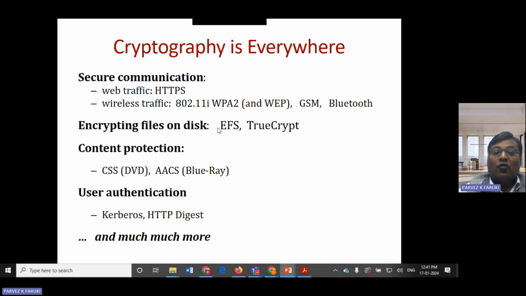Additionally, your operating system is usually installed on your primary partition. Say if you're using Windows, it's on your C drive. If you're using any other operating system, again, it has its own file system and accordingly it stores the content. So for that, you have an EFS encryption or a TrueCrypt encryption.